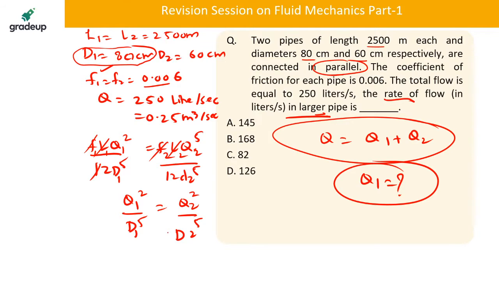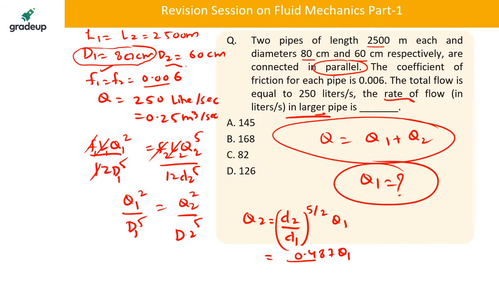So you can simply find the relation because the diameter is given. Your Q2 will be equal to (D2 by D1) power 5 by 2 into Q1. So Q2 we will get from here. Alright, so how much will be the value of Q2? Q2 will be equal to 0.487 of Q1.